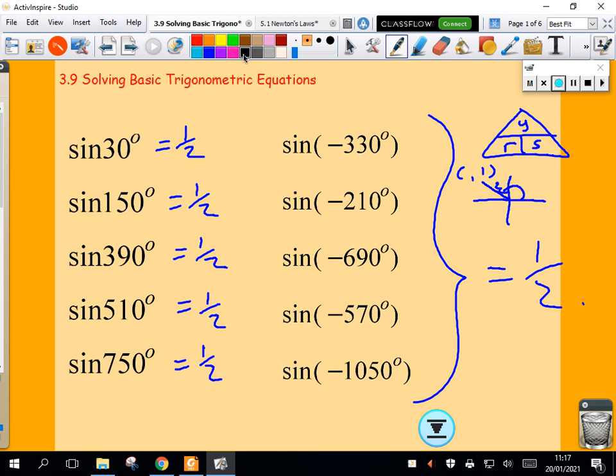But there's infinitely many angles that are coterminal with that. So suppose I went all the way around through 360 and then back to here and back there. There's another angle that has a sine equal to a half.